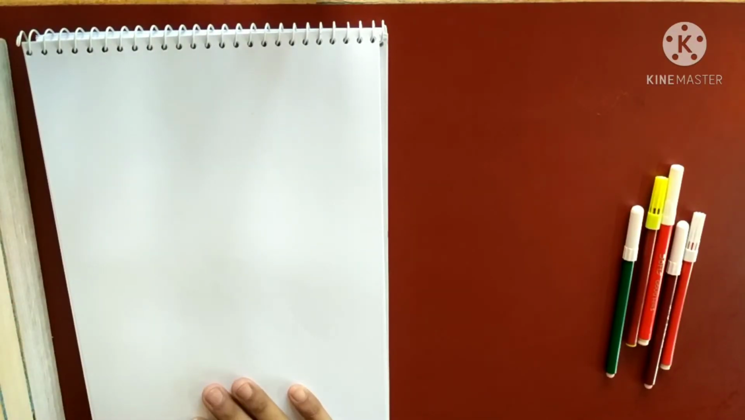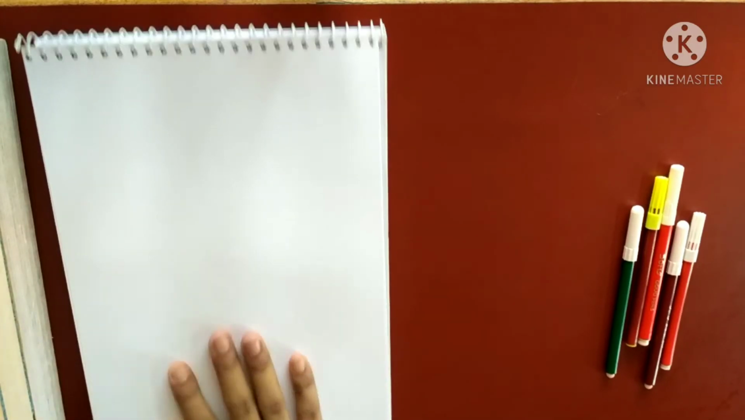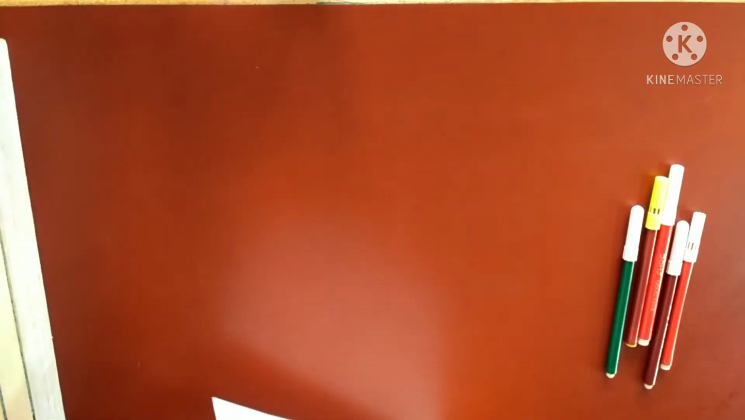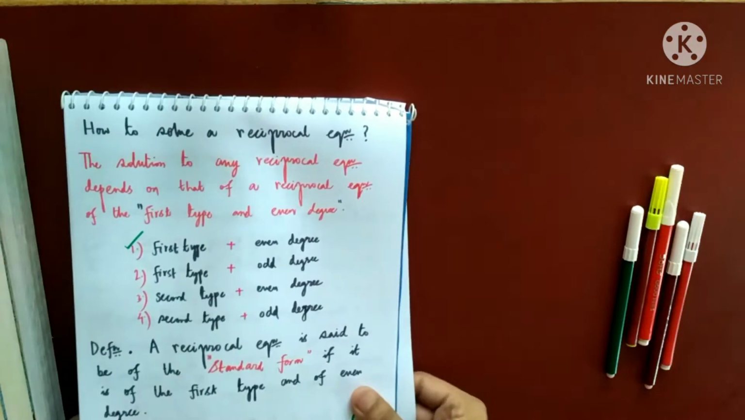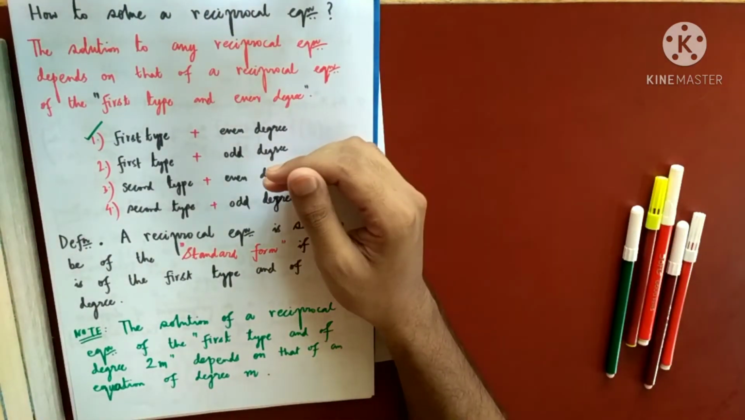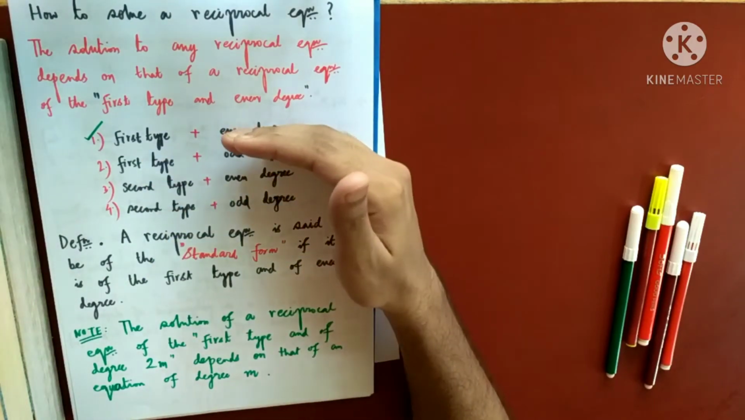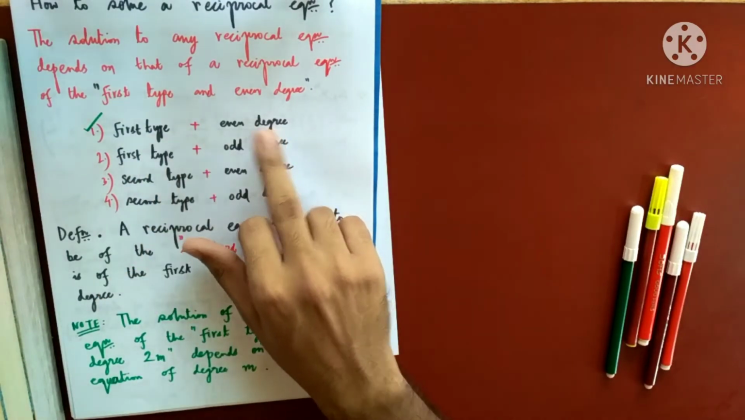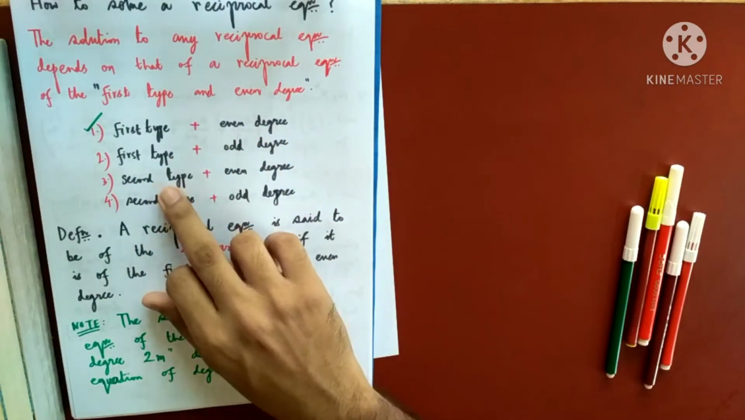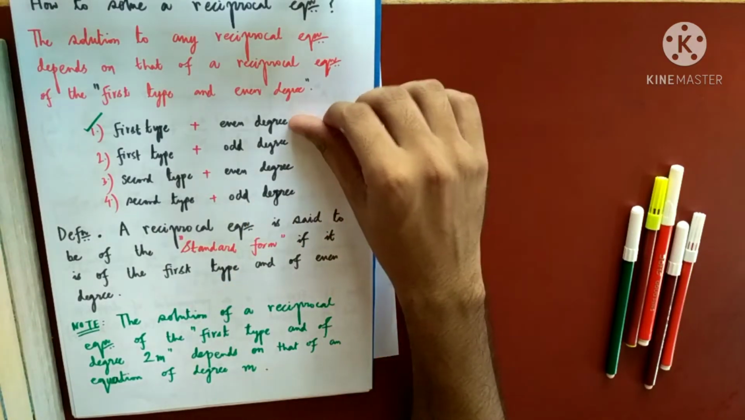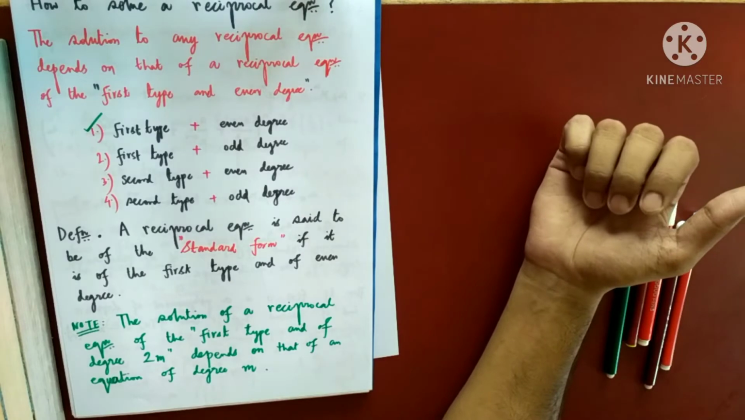In the last class, I was talking about how to solve a reciprocal equation. So basically, I gave you the possible reciprocal equations, right? We have to solve these four kinds of reciprocal equations: of the first type and even degree, first type and odd degree, second type and even degree, second type and odd degree. You have to solve all four kinds.